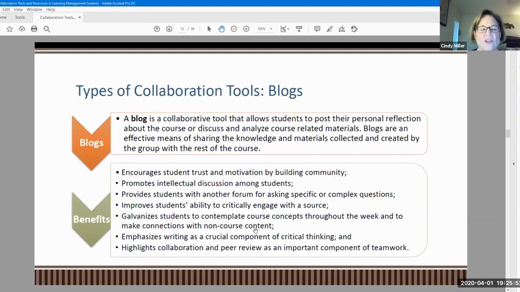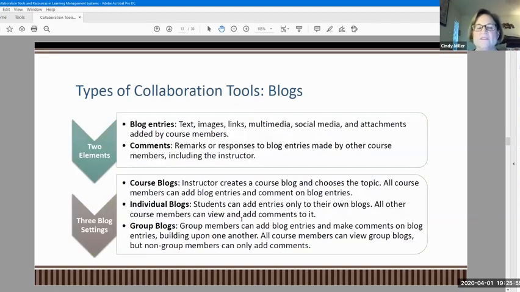So when you're looking at the blog, you have two elements. The entry: you can use text to start a blog off. You can use images. I've used a YouTube video before and asked students to tell me their perspective of what they saw in that video. So you can do lots of different things. The blog does have comments, so students can't actually write in your blog. They can only comment about the blog. That's where they can post additional resources or ask questions in their comments.